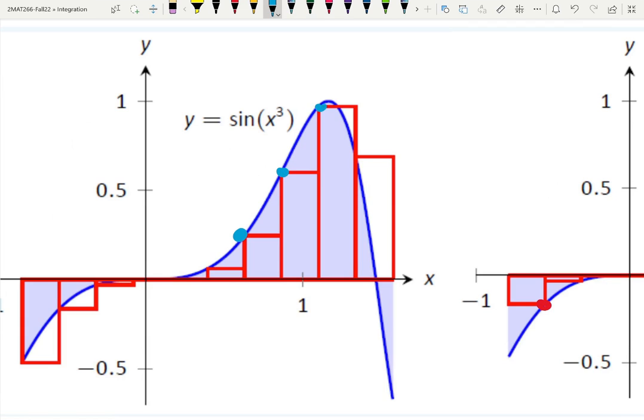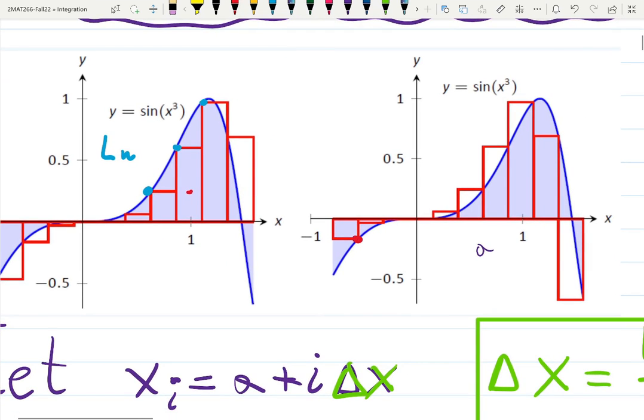Touching the graph with the left endpoint, L sub n. And then n is how many we use. The more the better. 1, 2, 3, 4, 5, 6, 7, 8, 9, or 10. The more the better, because if they get thinner, they definitely cover everything better. And an infinity of them will give you the exact integral.